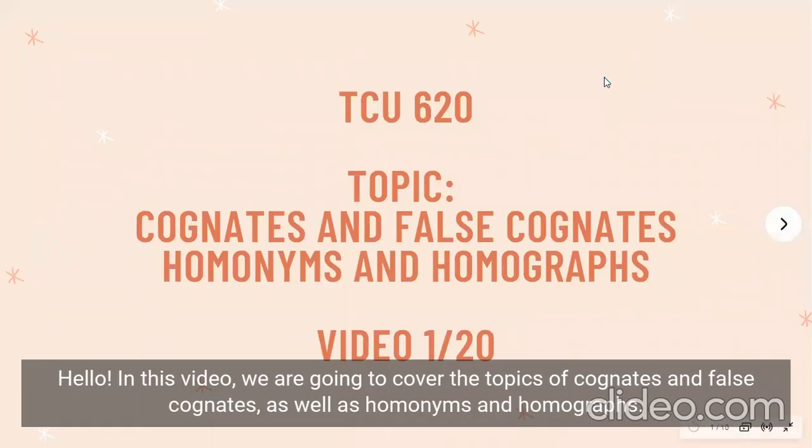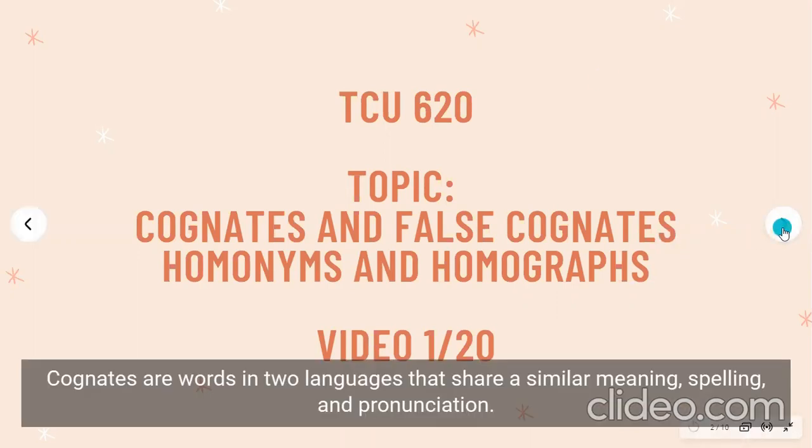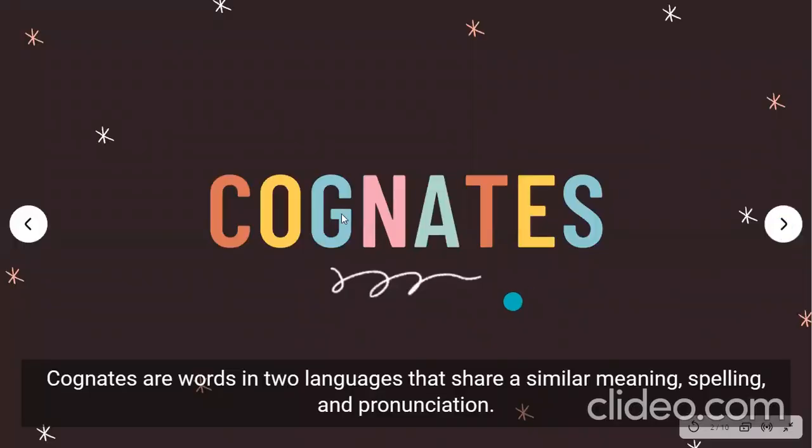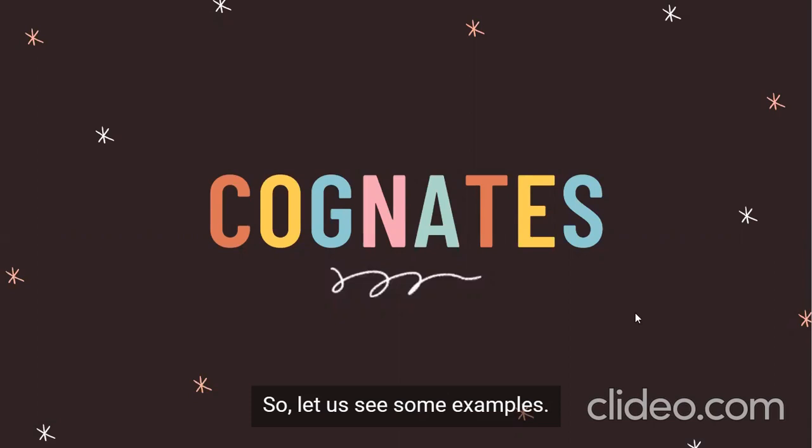Hello, in this video we're going to cover the topics of cognates and false cognates, as well as homonyms and homographs. So let us begin by talking about cognates. Cognates are words in two languages that share a similar meaning, spelling, and pronunciation. While English may share very few cognates with a language like Chinese, from 30 to 40% of all words in English have a related word in Spanish. So let us see some examples.